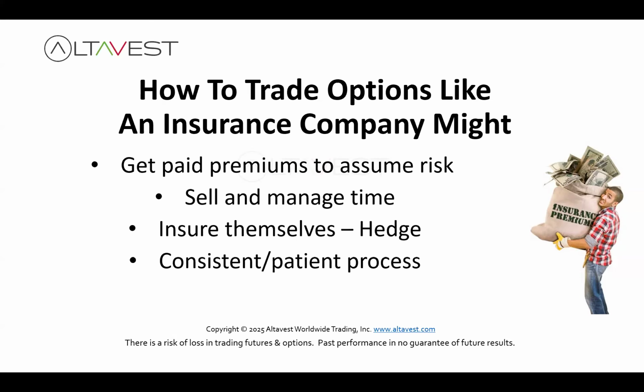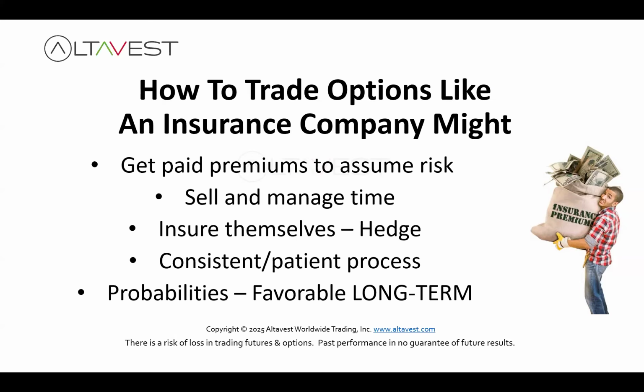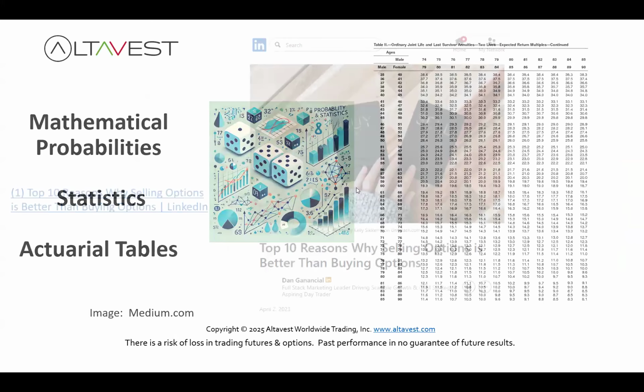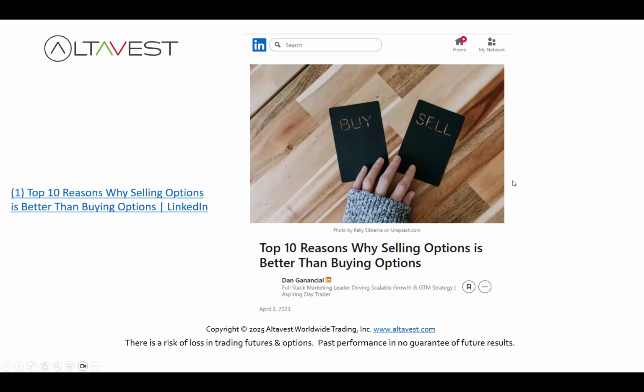And they're consistent and they're patient and they have a process for doing this. Quite frankly, they just use a lot of math and probabilities for favorable long-term odds, putting those odds in their favor over the long run. So mathematical probabilities, statistics, actuarials, you name it, a lot of number crunching. That's what they're doing.